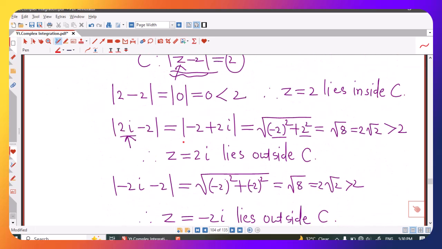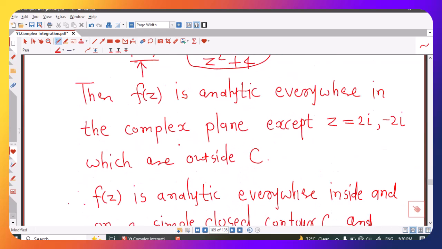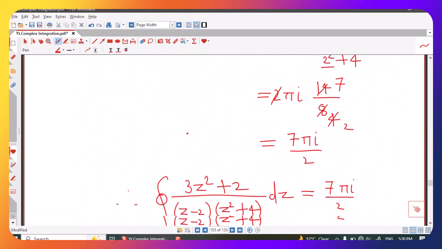and therefore we are able to apply Cauchy integral formula. So we will continue with this type of problems in upcoming lectures.